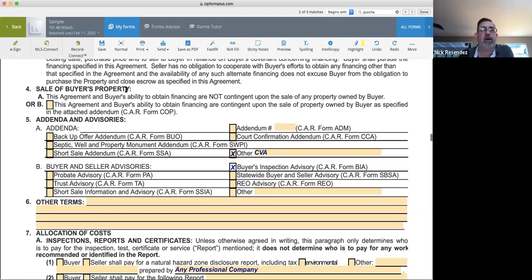Paragraph 4, sale of buyer's property. Default is that it's not contingent on the buyer selling a house, but if the buyer does need to sell a house, we would check this little box here. Zip forms will then add the COP, which we'll look at in another class, contingency for purchase, okay?